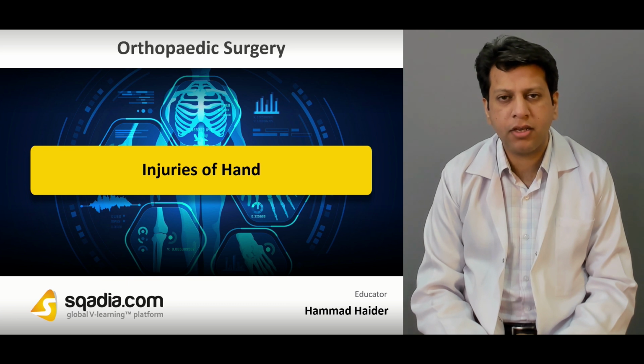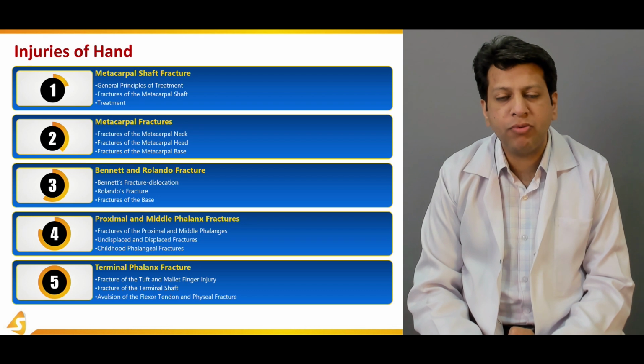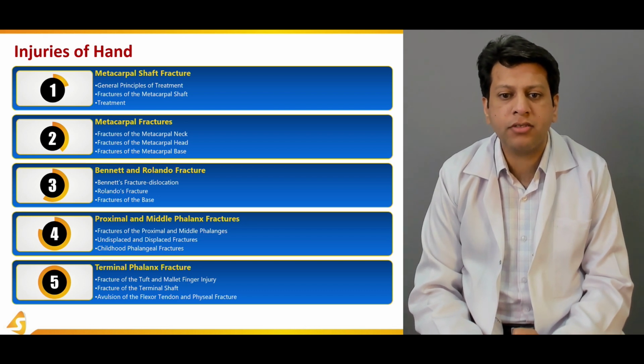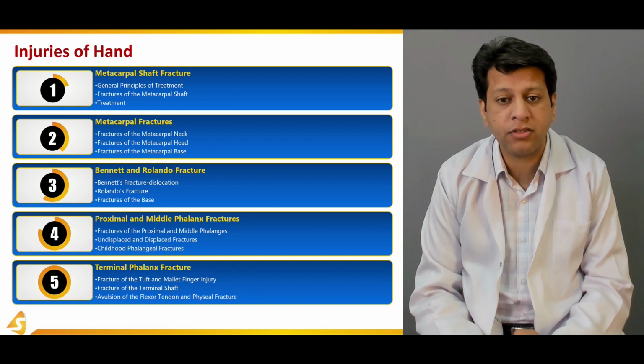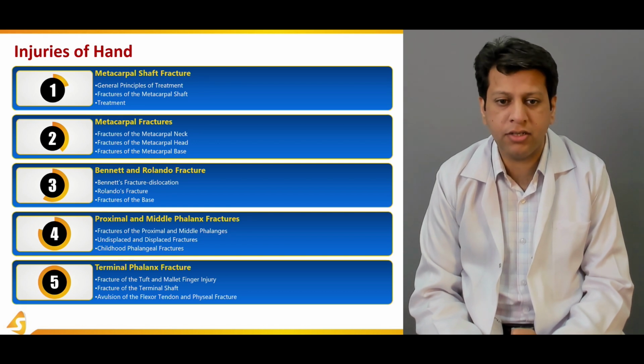Today we'll be discussing the injuries of hand. As usual, we will have 5 sections. In the first section, we'll be going through the metacarpal fractures. In the first 2 sections, first mainly through the metacarpal shaft fractures, and we will be briefly discussing the general principles of treatment in the hand injuries.